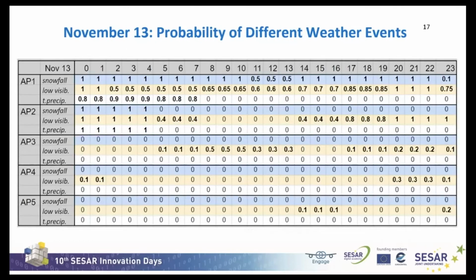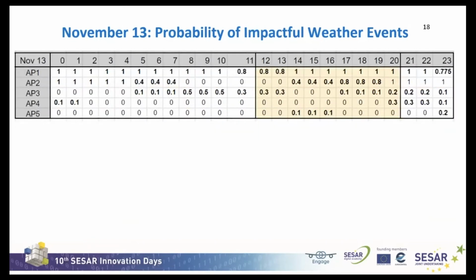So first we obtain the table, for example, for November 13, for all our 5 airports. For each hour of this day, we have some probability of each of the 3 observed weather phenomena. As from the database we have observations only per 3-hour periods, we propagate them to the nearest neighboring hours, and for each airport now we have a probability of each weather event to happen during each hour.